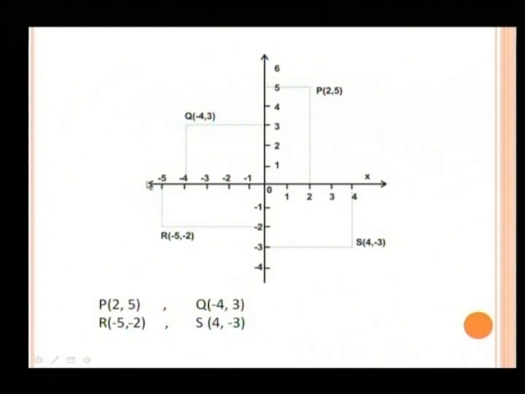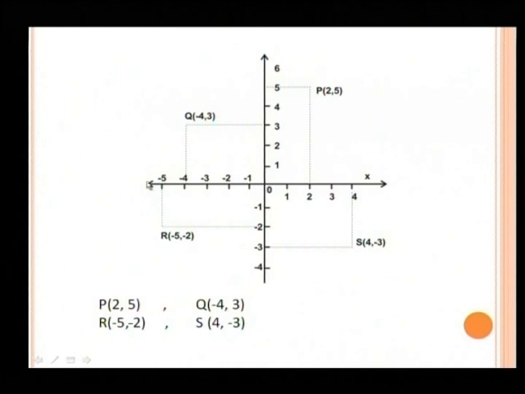For the third number, R is minus 5 and minus 2. To draw that, first we would consider minus 5 on the x-axis and minus 2 on the y-axis. So the resulting point becomes minus 5 and minus 2, where the first number is abscissa and the second number is the y coordinate.